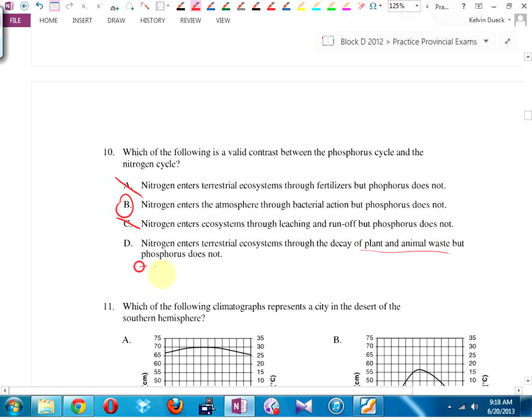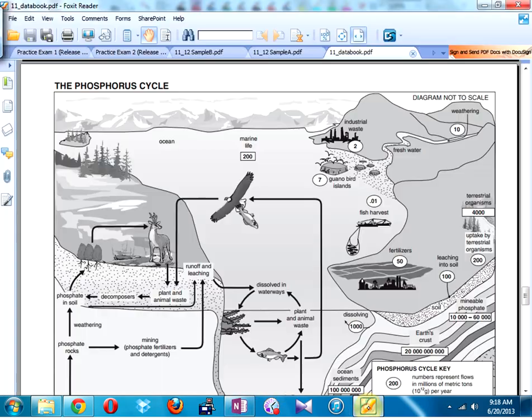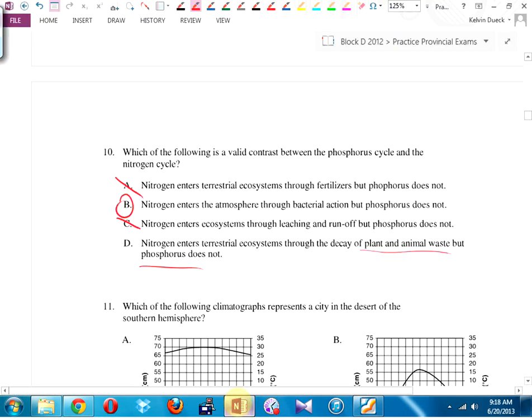Decay of plant and animal waste. Does phosphorus enter via the decay of plant and what do I see right here? So apparently it does enter via plant and animal waste. So it's not that one either. Now let's convince ourselves. And you'll notice I tackled the one that said "not," because I figured all I needed to do was find that word on there. Then it does. That means that answer is wrong.